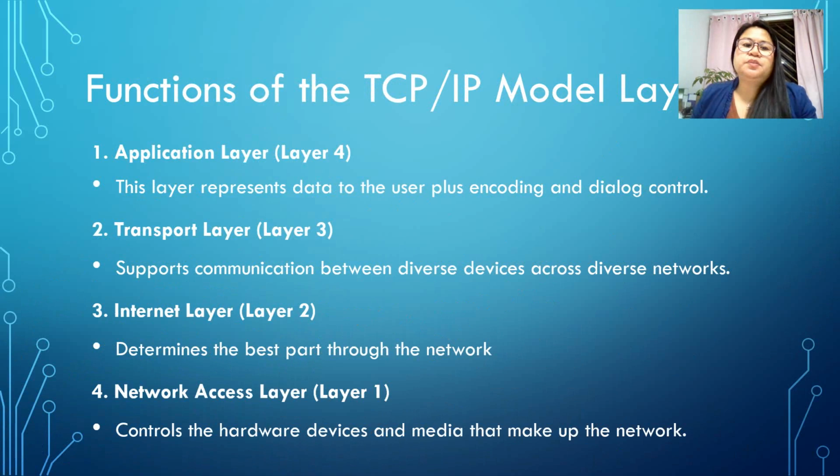Layer 4 is the application layer, which represents data to the user plus encoding and dialog control. Layer 3 is the transport layer. It supports communication between diverse devices across diverse networks. Layer 2 is the internet layer. It determines the best path through the network. And layer 1 is the network access layer, which controls the hardware devices and media that make up the network.